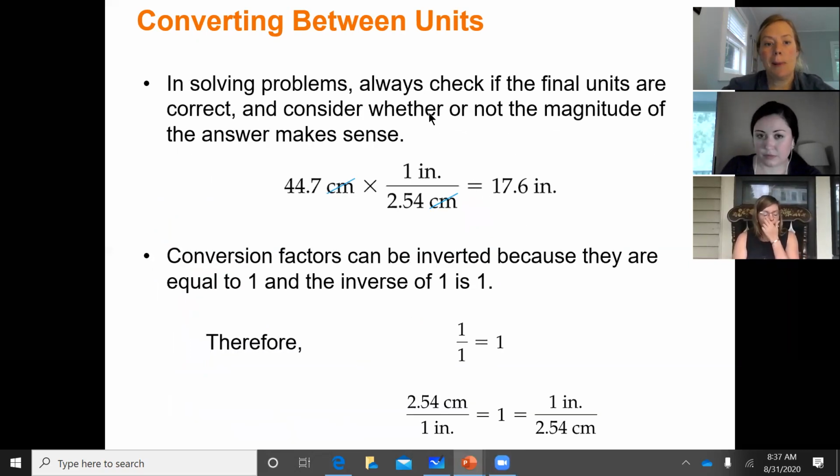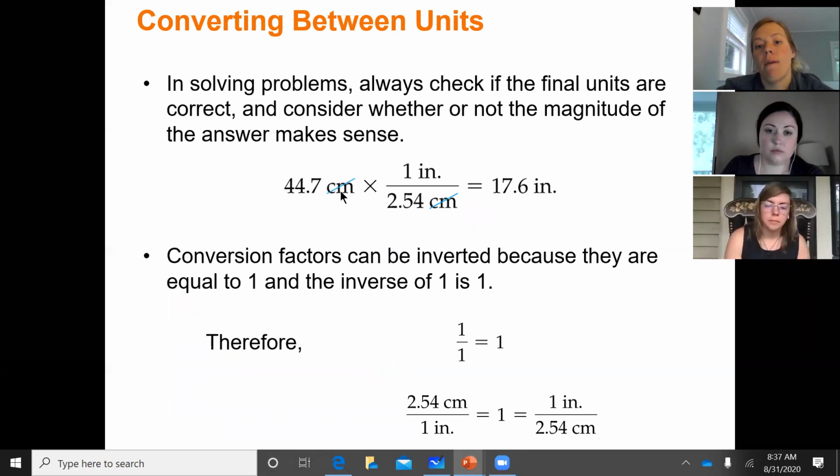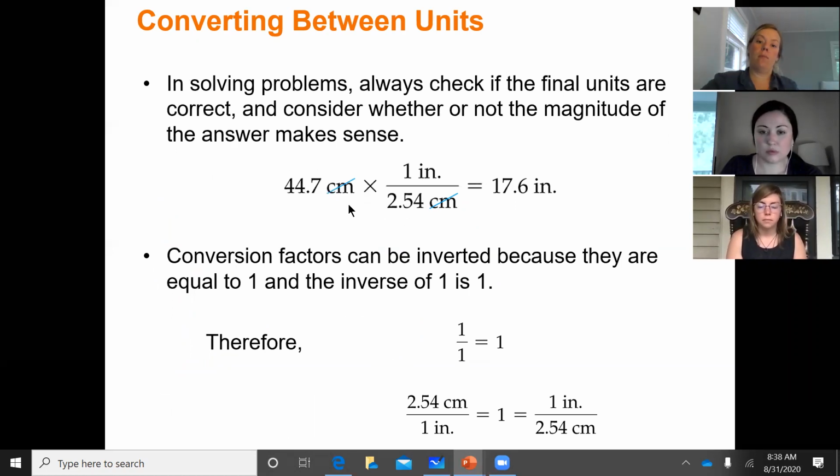Okay, so if we look at a problem here, let's say that you were given 44.7 centimeters, and I wanted to figure out how many inches it was. Well, we would know our conversion factor. Between metric and British, that stuff will be given to you on a formula sheet that you can use, so you can have those readily available.